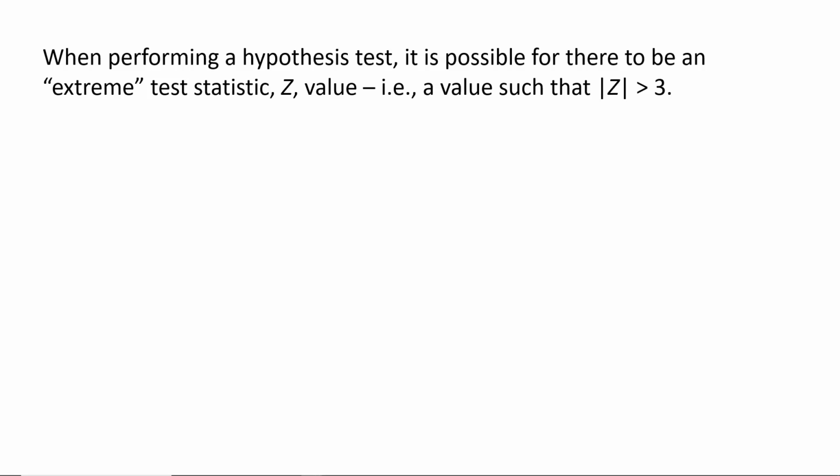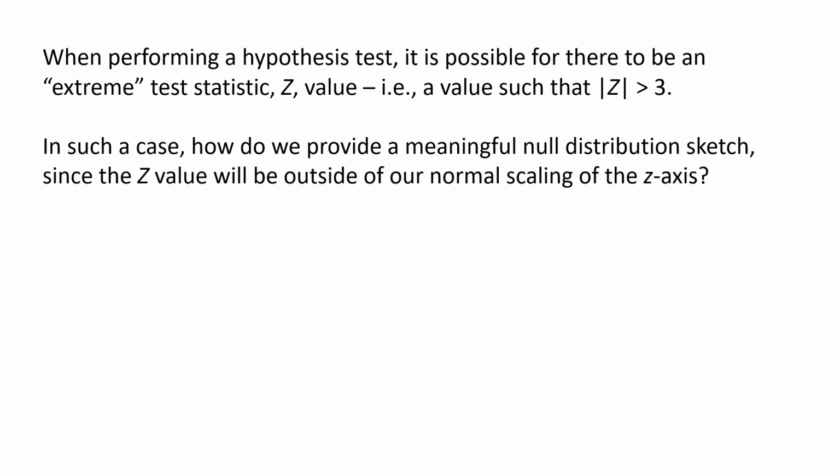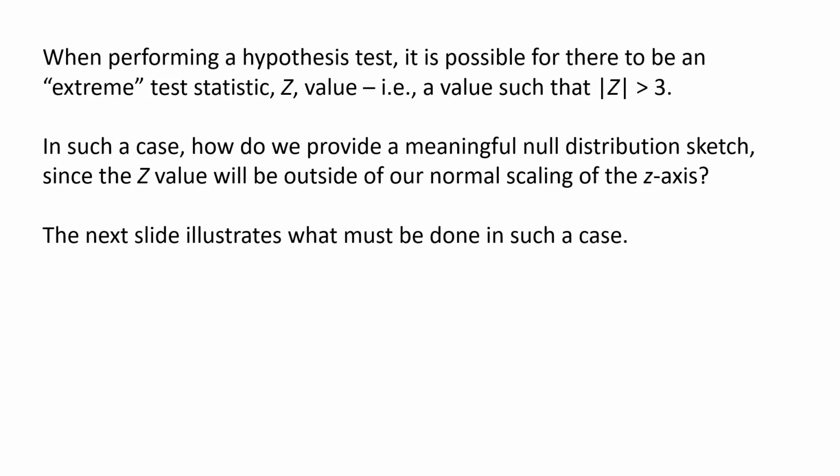Now, before I move to the next comment, I should point out that this never happens when we're working with confidence intervals. In other words, the Z asterisk value will never be greater than 3. Now, in such a case for a hypothesis test, how do we provide a meaningful null distribution sketch, since the Z value will be outside of our normal scaling of the Z axis, that is between -3 and +3, which is our normal scaling? The next slide illustrates what must be done in such a case.